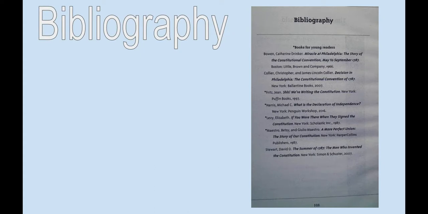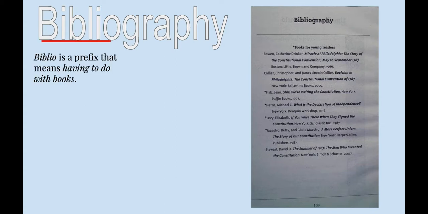On the next page, the final page of the book, is the bibliography. And bibliography is an interesting word. You can figure out what it means if you look at the parts of the word. So the prefix of this word is biblio. And biblio is a prefix that means having to do with books. So somebody who really likes books is called a bibliophile.